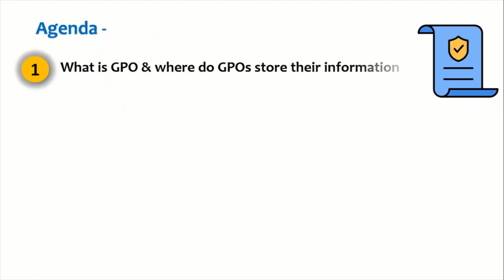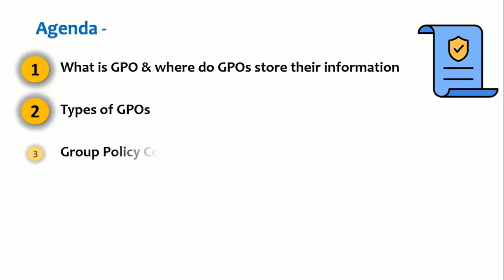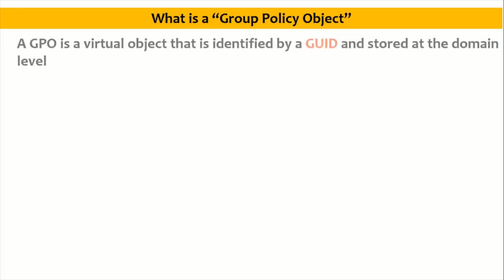So in our part 2, we'll discuss what is group policy object and where do group policies store their information, types of group policy objects or GPOs, and a group policy configuration model. So let's get started. What is a group policy object? A group policy object is a virtual object that is identified by a global unique identifier or a GUID and stored at a domain level.